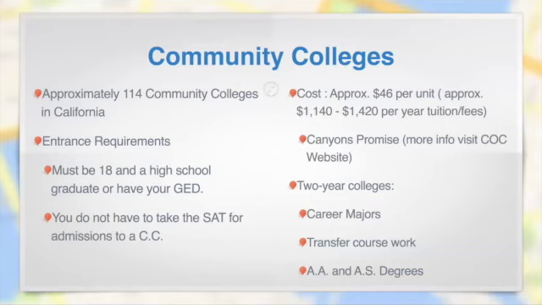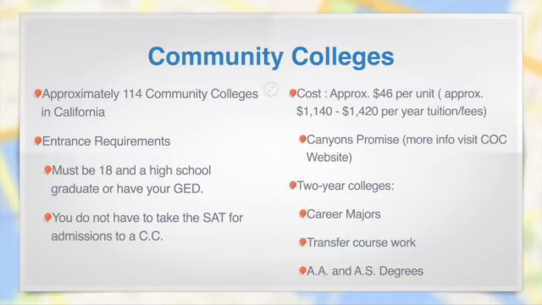So the entrance requirements for community college really are, you've got to be 18 and a high school graduate or have your GED. Now, a question I get a lot is, do I have to take the SAT? And the answer is no, you do not need to take the SAT for admissions to a California community college. You're just looking at being 18 and a high school graduate or having a GED, all right?